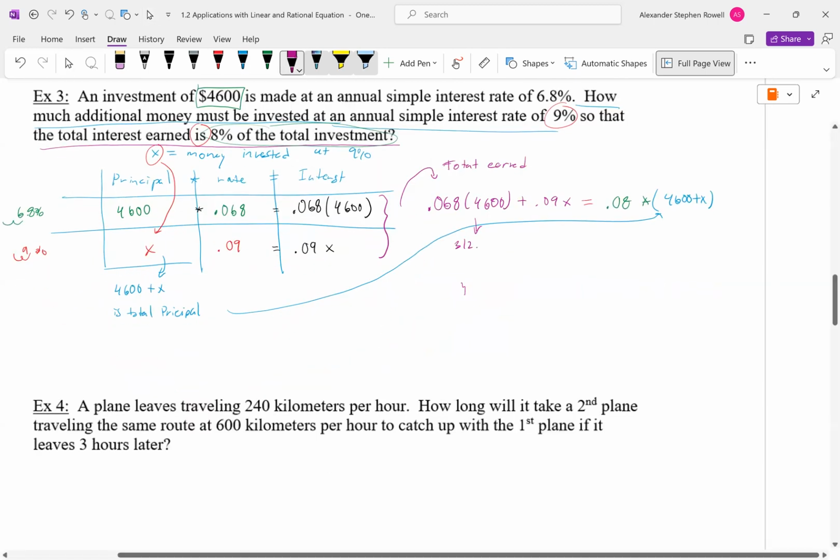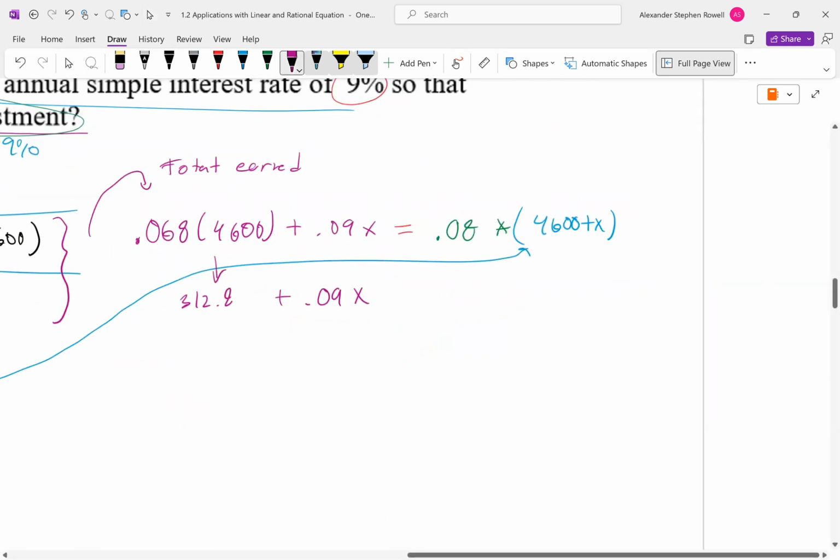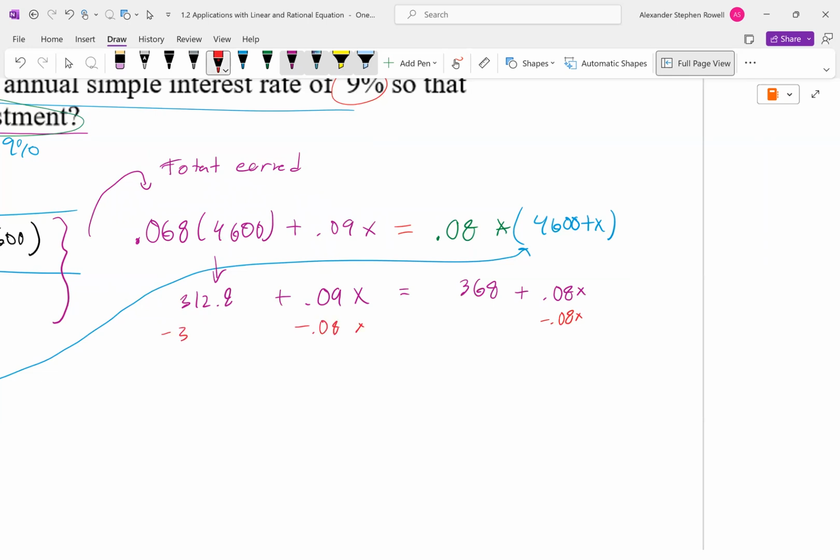All right, 312.8 plus 0.09x, let me zoom in here, is equal to, what's 0.08 times 4,600? 368 plus 0.08x. Let's go ahead and subtract 0.08x from both sides. And let's go ahead and subtract 312.8 from both sides.